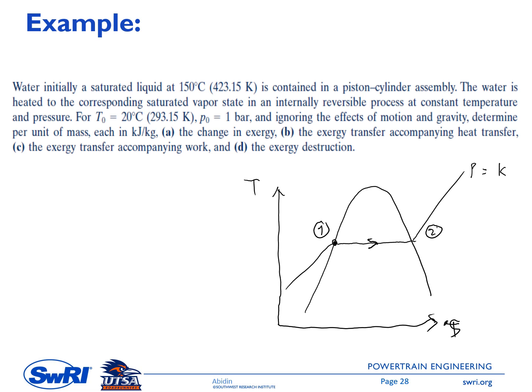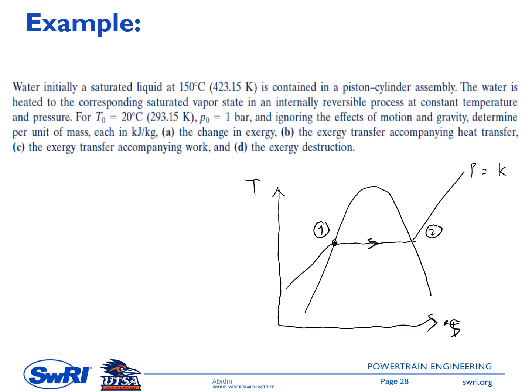Okay, so for T0 equal to 20 degrees C or 293.15 Kelvin, and P0 is 1 bar, and ignoring the effect of motion and gravity, so it means KE and PE are zero, determine per unit of mass. So it is in specific units, each in kilojoule per kilogram. A is the change in exergy, B is the exergy transfer accompanying the heat transfer, C is the exergy transfer accompanying work, and D is the exergy destruction, so it is ED equal to T0 times sigma.